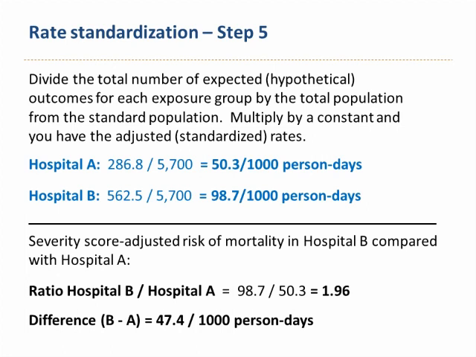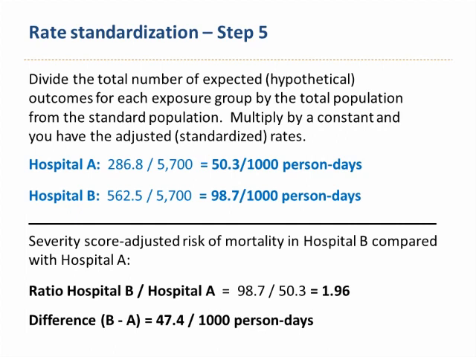This gives us a much different picture than the crude rates. Neither of these rates is an actual rate. Remember that the actual rates were 71.3 for Hospital A and 44 per 1,000 for Hospital B. But when we use this hypothetical standard population, we can calculate a hypothetical rate for hospitals A and B if those rates were applied to a population that had the same distribution of severity score.